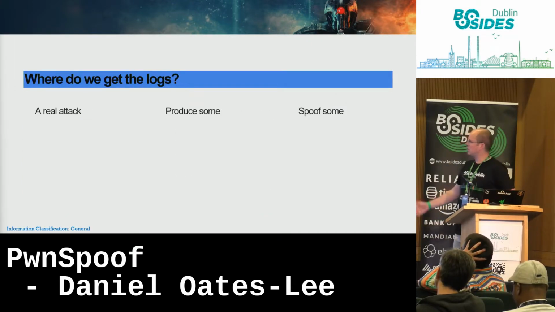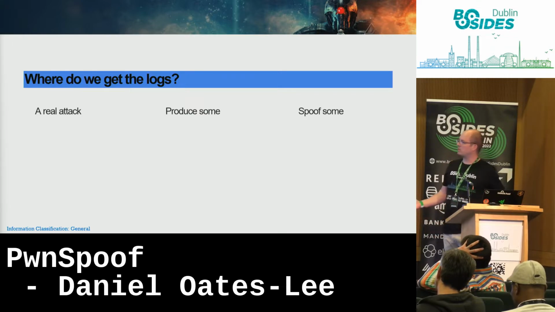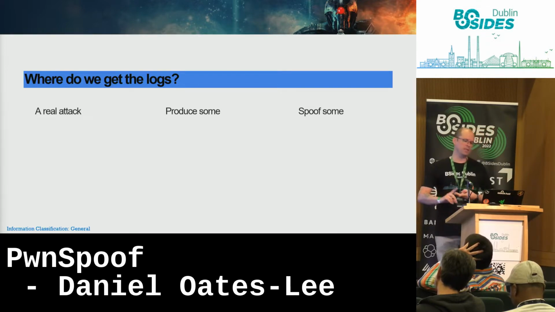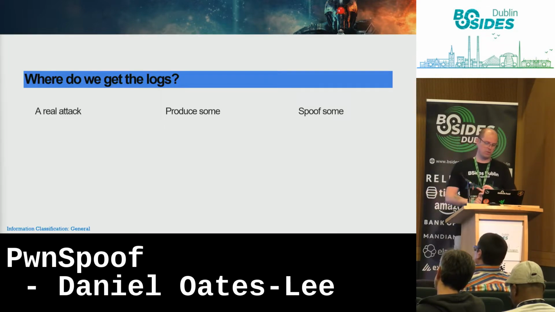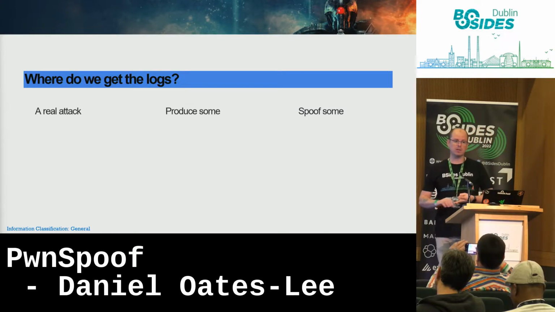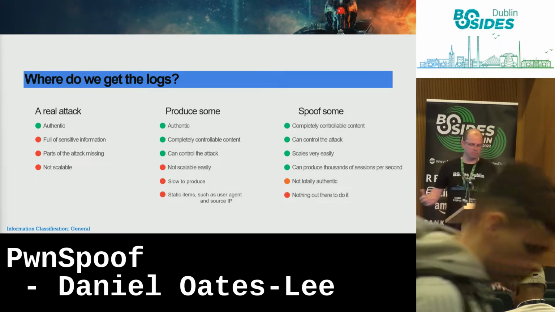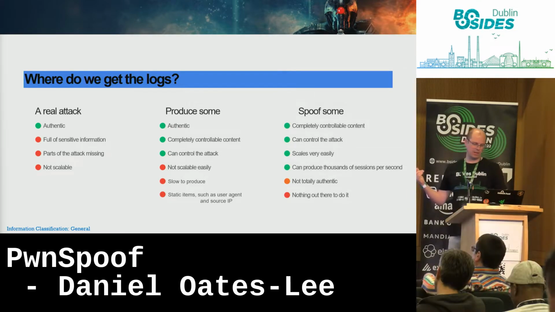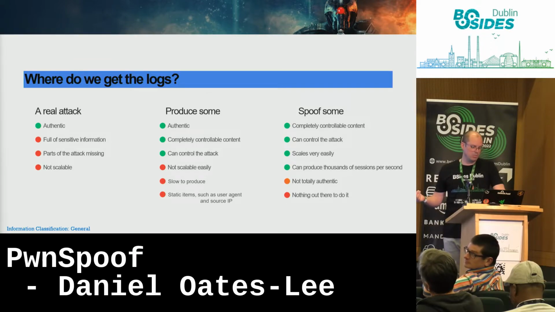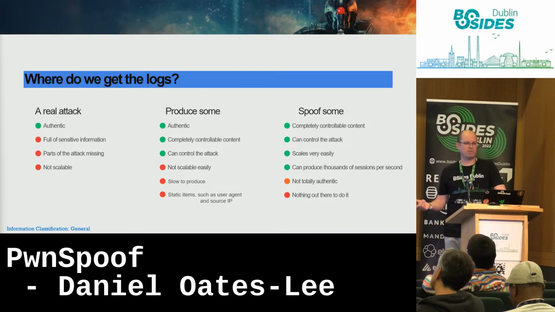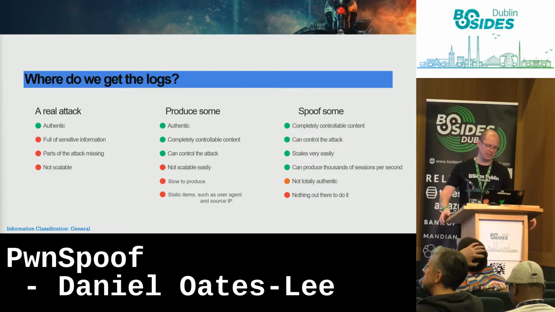So we sat down and had to think about it. We thought, well, there's three places that you can get log files from. You can either get them from a real attack, you can create something, or you can try and spoof something. So what are the advantages of these? Well, a real attack is authentic, but it's going to be full of sensitive information. It's only going to be one time, and there might be parts of the attack that are missing. It's not really scalable. So we dismissed that idea.